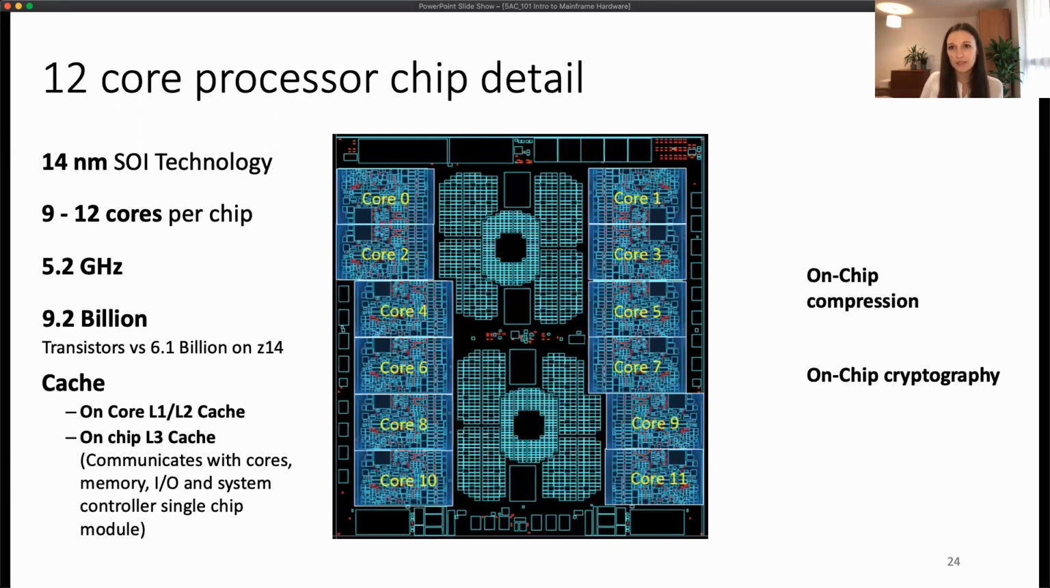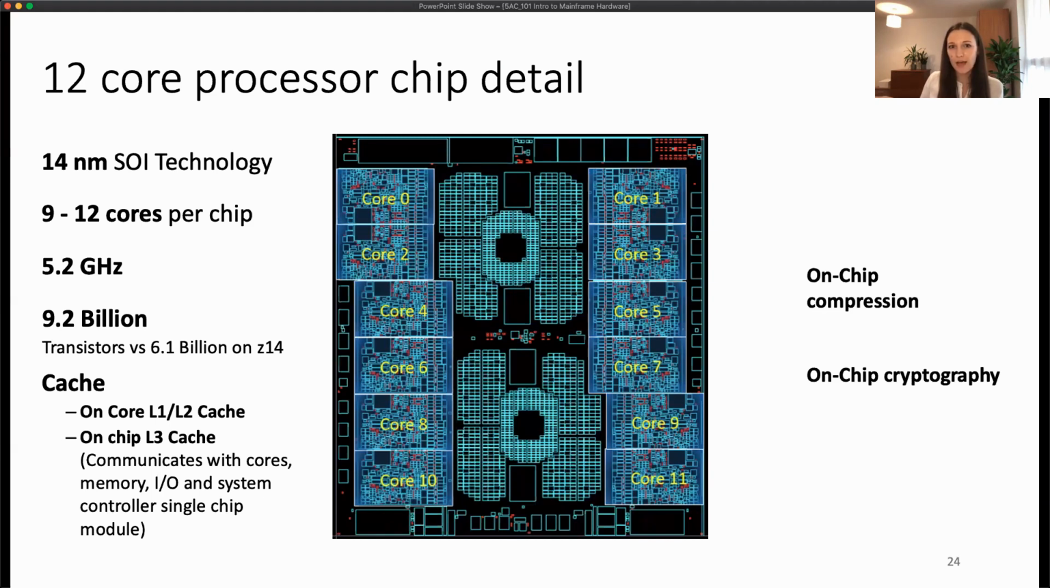Each of the cores has its private level 1 and level 2 cache. And then there is the on-chip level 3 cache, which is responsible for the communication within the cores, memory and I/O communication, and the communication with the system controller. What is new with the Z15 is the on-chip compression. Before that, we had compression cards, and they would go into the I/O drawer. But by bringing it to the chip level, you can make it much faster and much more efficient.